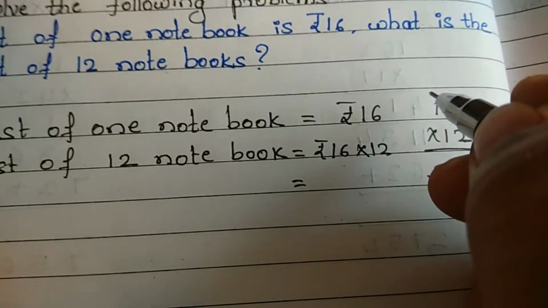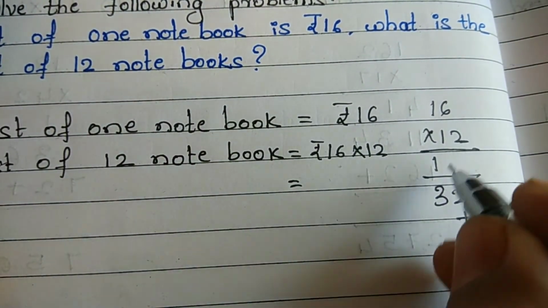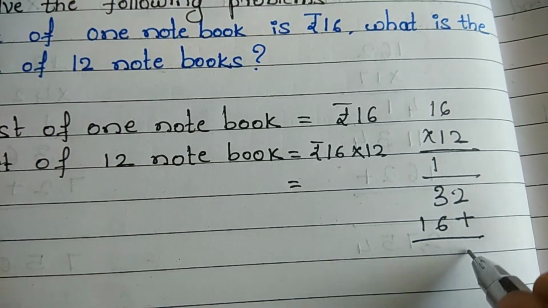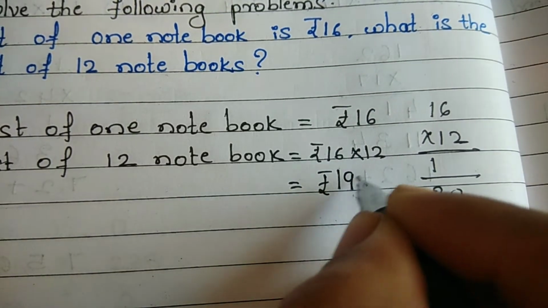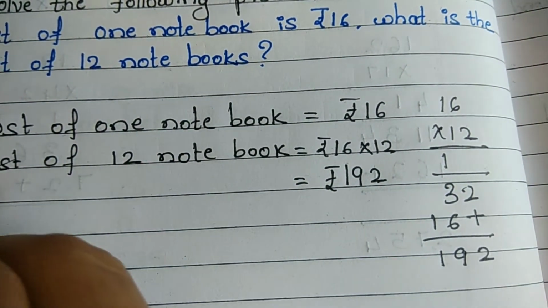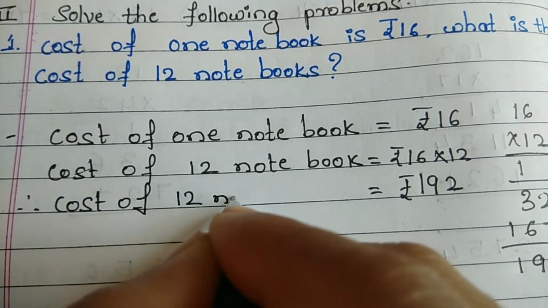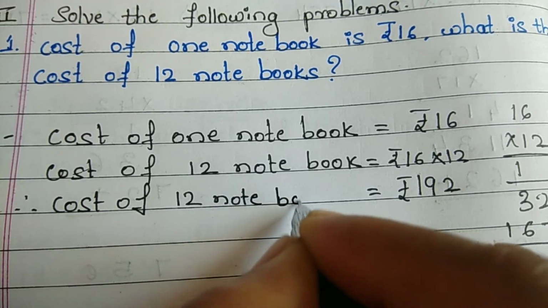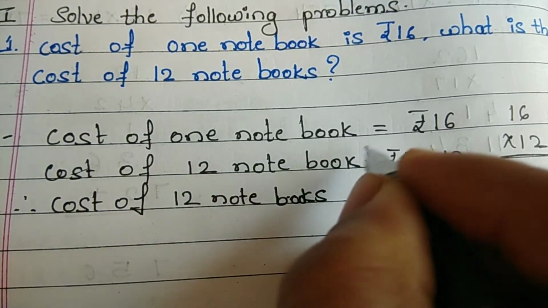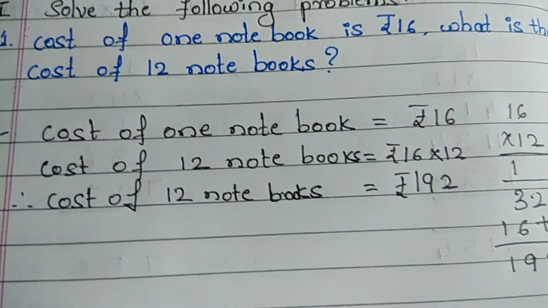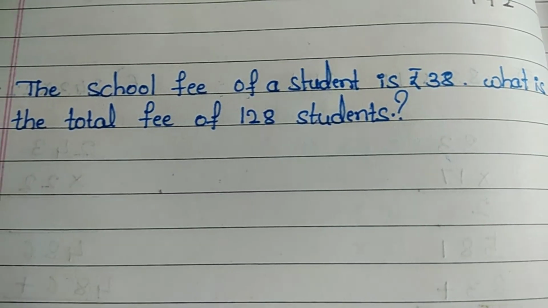2 6s are 12. Very easy method I am saying you. 2 6s are 12. 2 1s are 2. 1 plus 1 is 3. 32. 1 6s are 6. 1 1s are 1. 2 9 1. The answer is how much? Rupees 192. Therefore, right here, therefore, the cost of 12 notebooks. How much is there? Rupees 192.